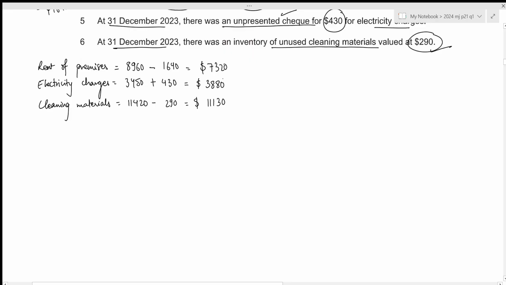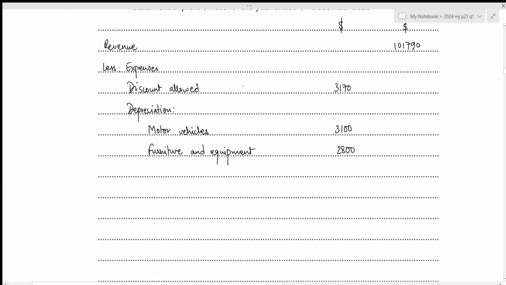Then we also calculated the correct values for these three expenses, so let's write it down. Rent of premises will be 7,320. Then electricity charges will be 3,880 and cleaning materials will be 11,130. So let's start with rent of premises. We calculated it to be 7,320. We then have electricity charges. It was 3,880. And lastly, we calculated cleaning materials. And the cleaning materials was 11,130.